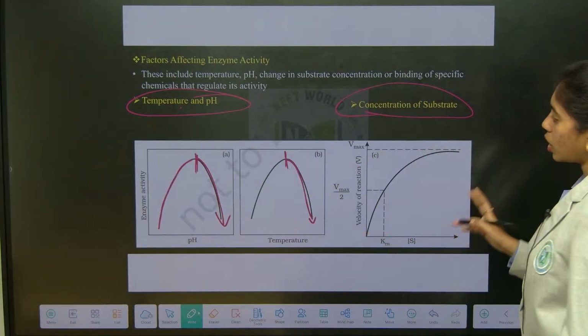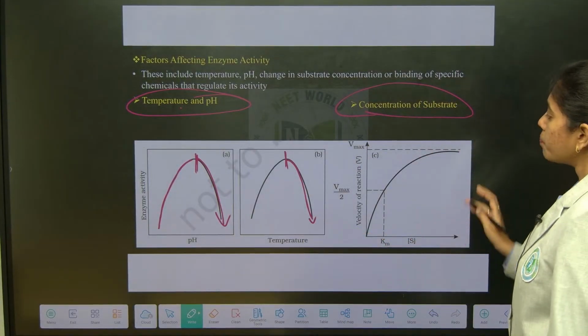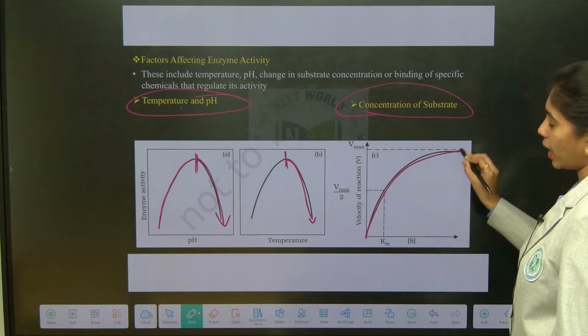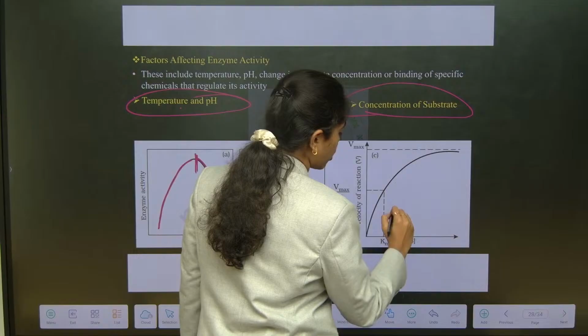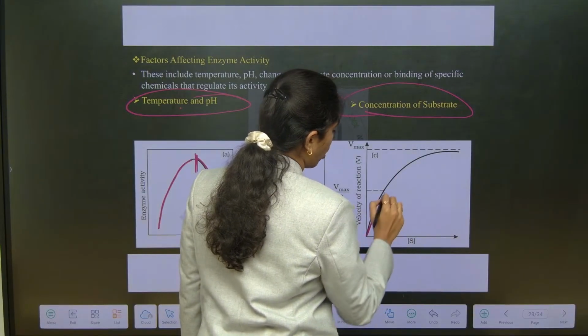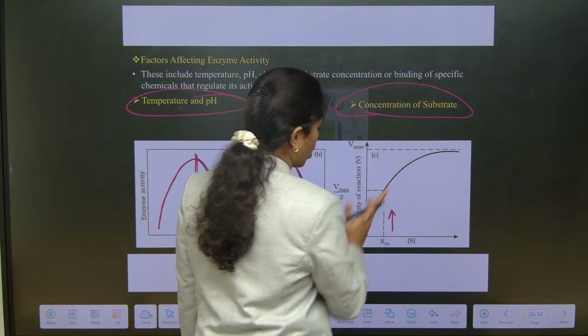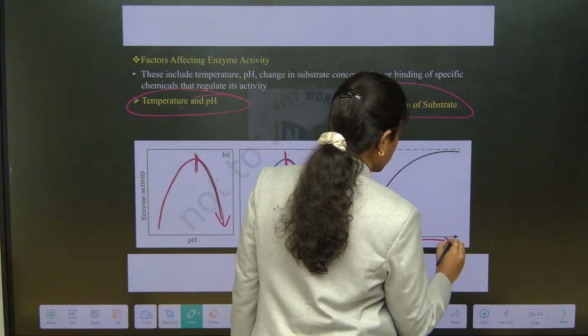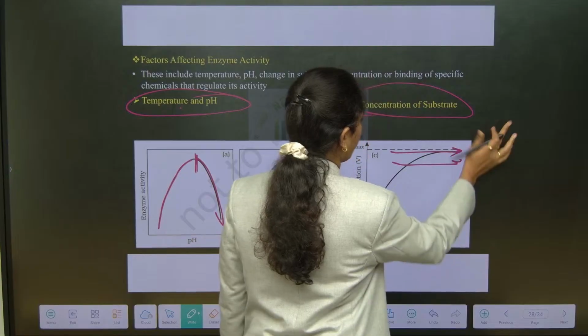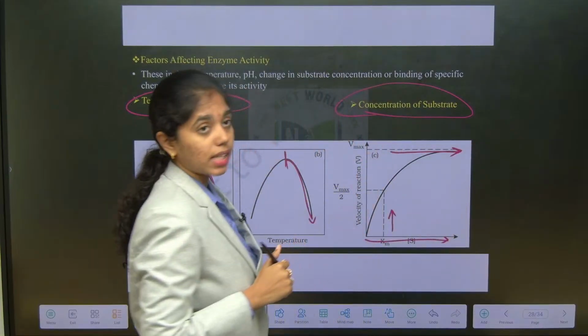If you see substrate concentration, this shows a curve like this, wherein as you increase the substrate concentration, the velocity of the chemical reaction will increase. But with maximum increase, the reaction gets to a saturation point.